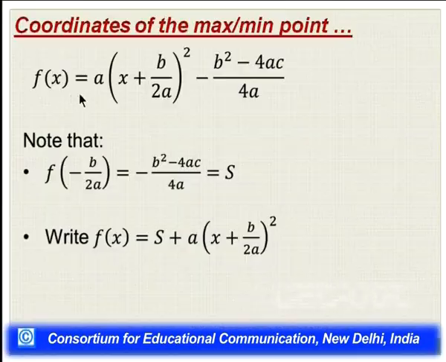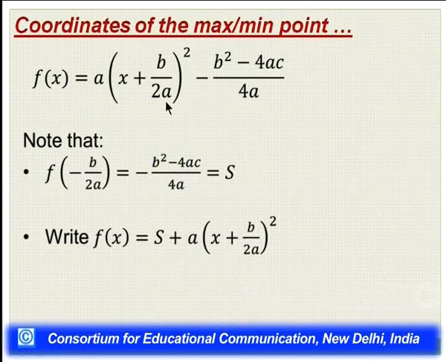So let's see how this works, and please pay attention here, because this is something very important. We've written our quadratic function as a times (x + b/2a)² minus (b² − 4ac)/4a. So basically, if you just stare at the way we have expressed a quadratic function, this f(x) consists of two terms. One term is a times (x + b/2a)², and the second term is minus (b² − 4ac)/4a.